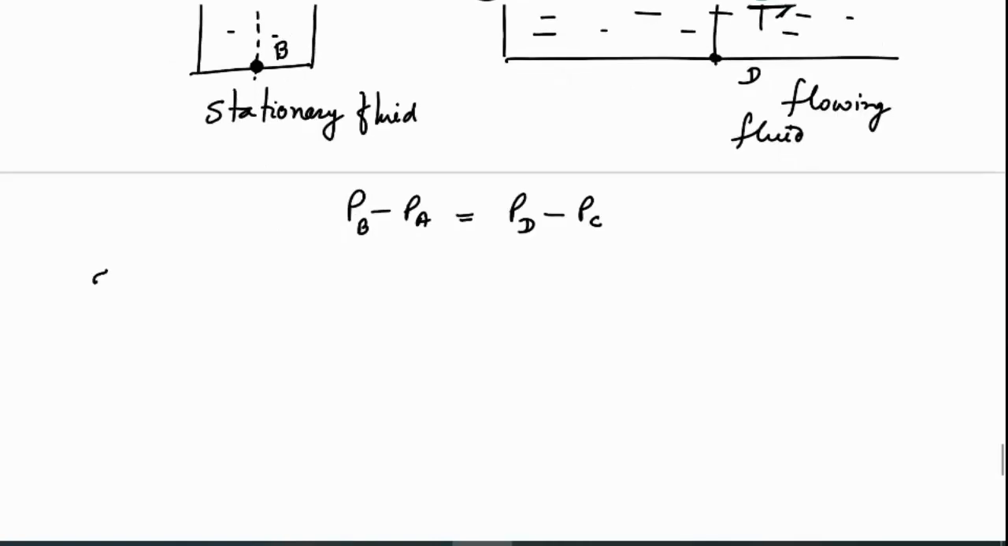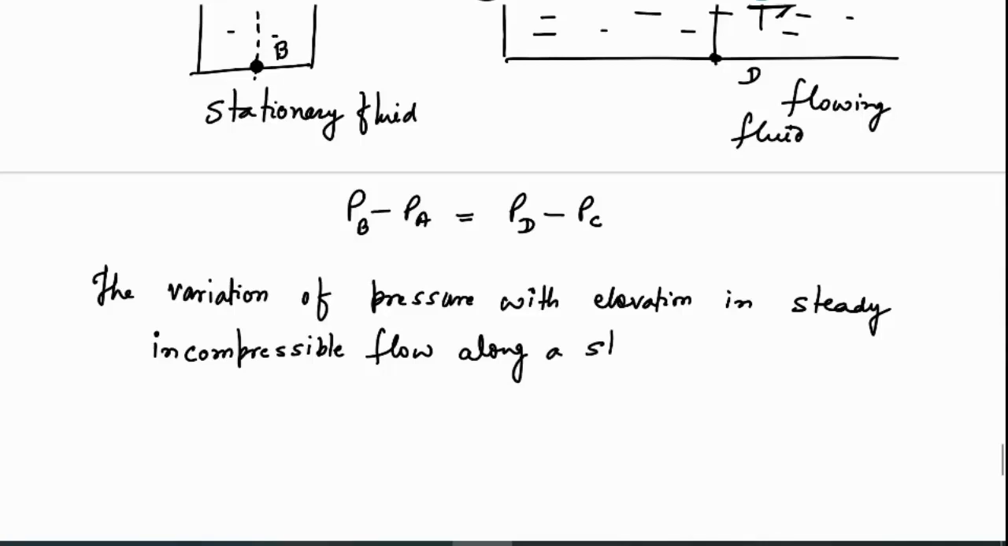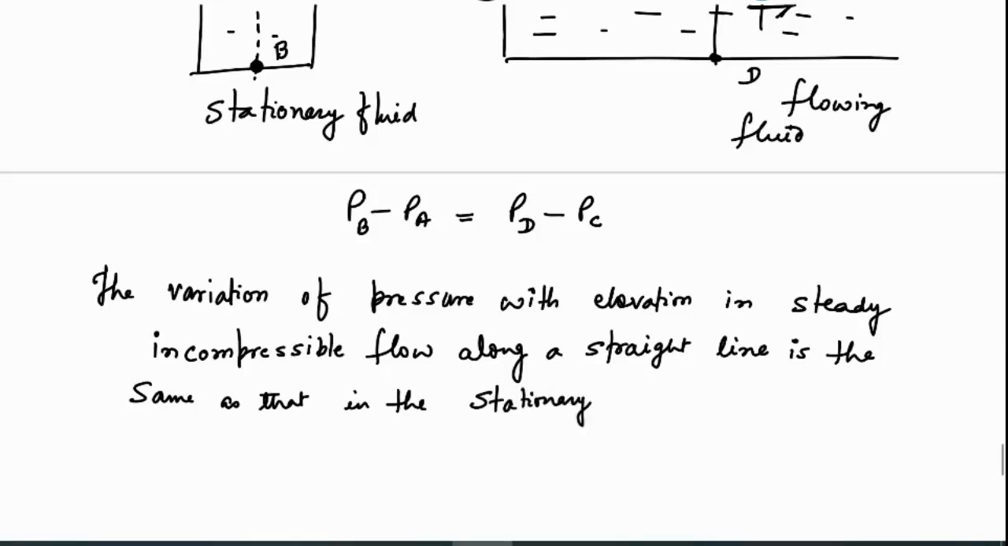So I can say the variation of pressure with elevation in a steady incompressible flow along a straight line, if the fluid is flowing along a straight line, is the same as that in a stationary fluid.